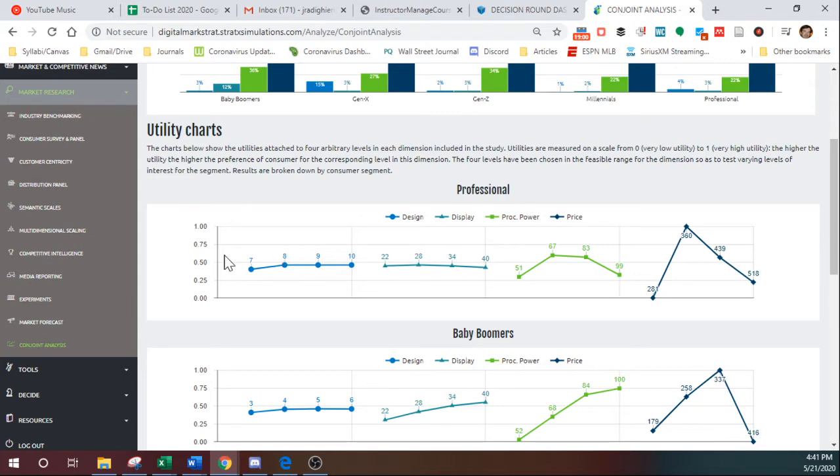So all values are between 0 and 1. 1 would be it's absolutely super valuable. 0 means it holds no value at all. So just think of the numbers in relative terms, not in absolute terms. But for design, if you have a design index of 7, your utility is 0.4.